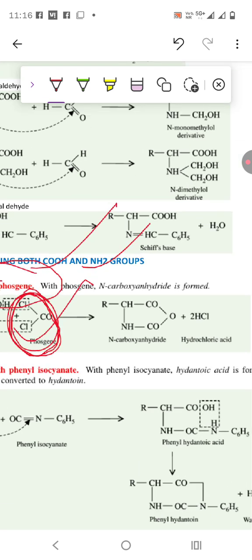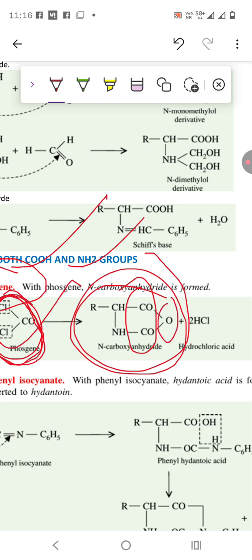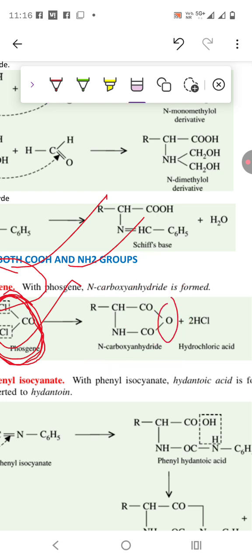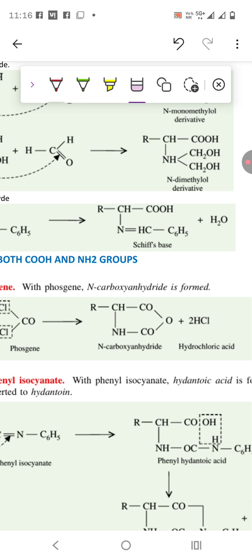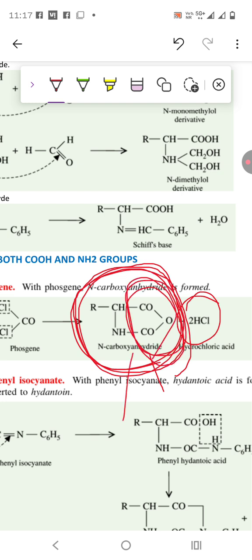It reacts with amino acid, it forms carboxyanhydride. This CO is carboxy, this oxygen is anhydride. Anhydride we often refer to as there is no water, but here you can see there is an HCl. Then why anhydride? Look, anhydride refers to the structural part. This structure is similar to an anhydride. This COO is similar to an anhydride. That's why here anhydride is written.